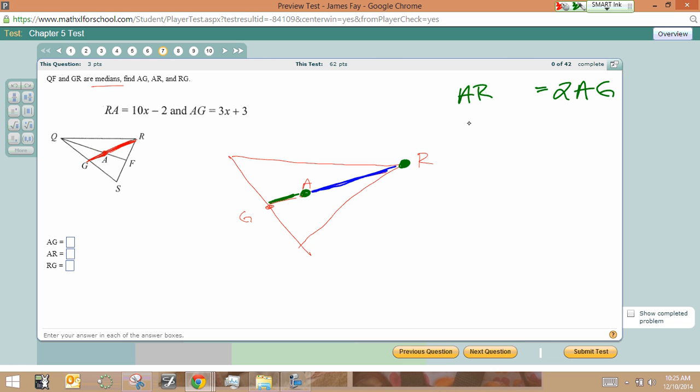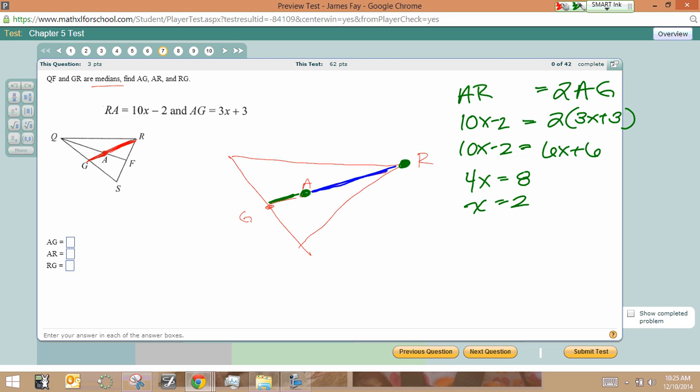Now that I know that, I can go 10x minus 2 is AR, and then 2 times 3x plus 3 is AG. 10x minus 2 is equal to 6x plus 6. 4x then is going to equal 8. X is 2. If x is 2, I'm going to plug things back in to find AG. So I'm going to get 6 plus 3 is 9. And then we'll plug things back in to get AR, which is going to be 20 minus 2 is 18. So comparing those two things, I see that one is twice as big as the other. And then once I know what RG is, the entire segment, it's going to be 27.